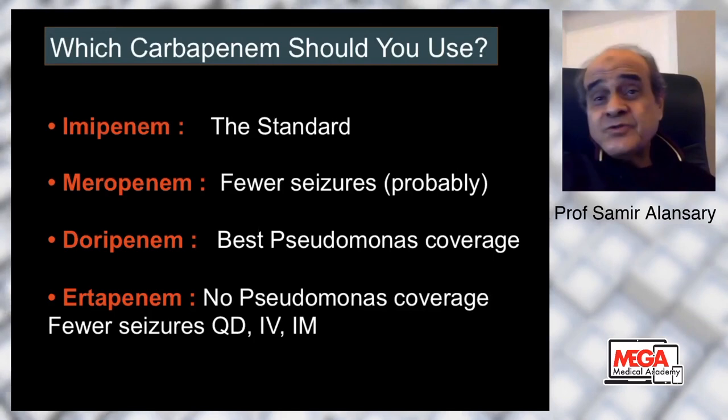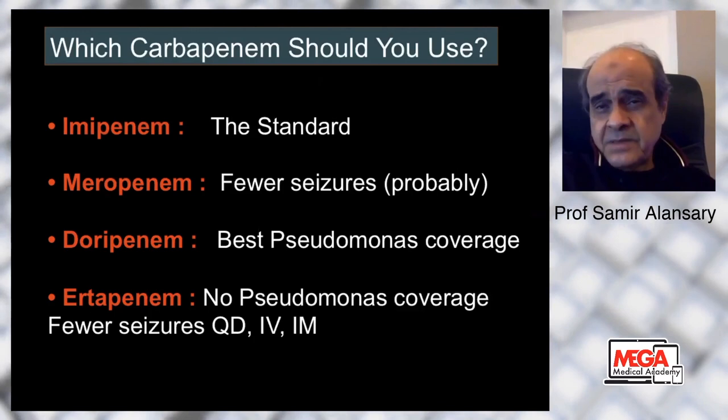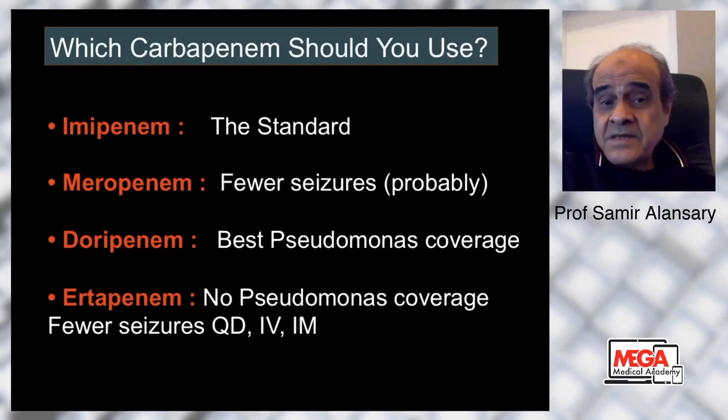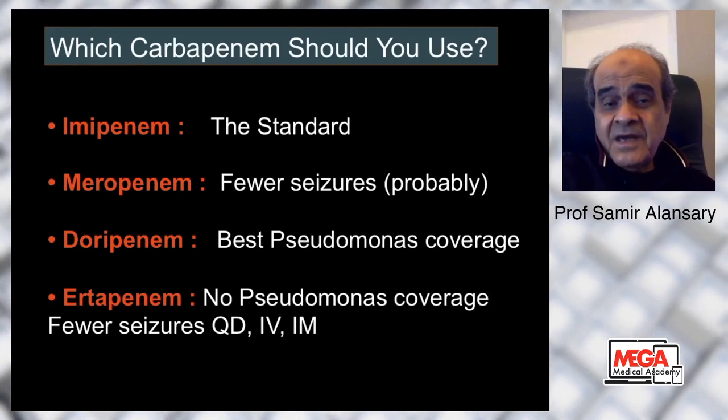Which carbapenem should you use? Of course, most of us use imipenem because it is very cheap and the most common drug we use, the standard one. Meropenem may exhibit fewer seizure activity. Doripenem is good for the best Pseudomonas coverage. Ertapenem has no Pseudomonas coverage but has fewer seizures and could be used once daily.